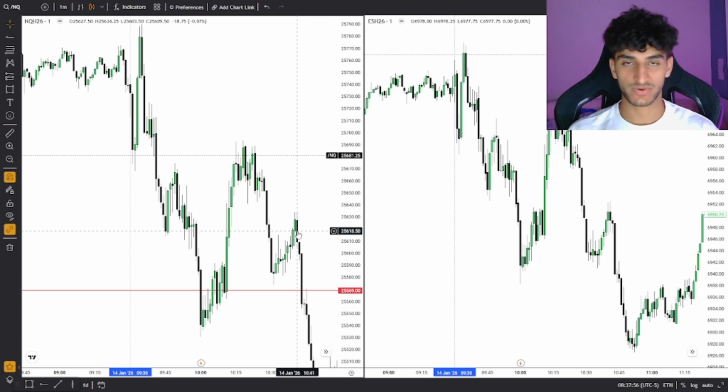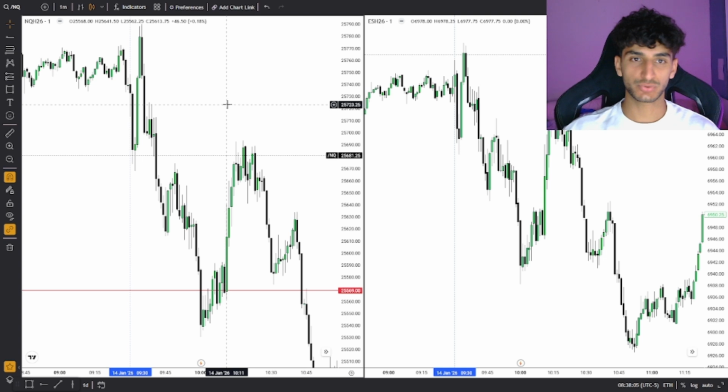Now, just to mention, a valid trade could be valid if only NQ or only ES sweeps a sell-side or a buy-side liquidity level. Both assets do not have to sweep a level of liquidity. If one sweeps, we could still go ahead and actually execute the trade on NQ, as that's the asset that we always are going to be trading.